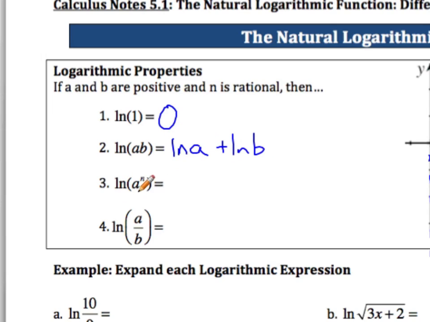Now the natural log of a to the nth power is going to be n times the natural log of a. So we can think this is going to be a times a times a times a, which would be the natural log of a plus the natural log of a plus the natural log of a, which would be n times the natural log of a. And this, of course, can go backwards as well. And the natural log of a quotient, a over b, is going to be the natural log of a minus the natural log of b. And this can go backwards as well.